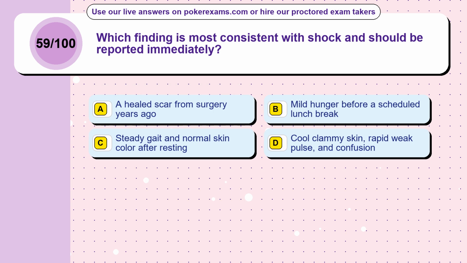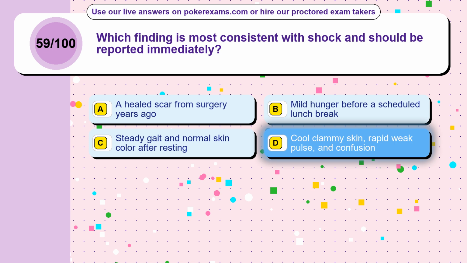Question 59. Which finding is most consistent with shock and should be reported immediately? Option A. A healed scar from surgery years ago. Option B. Mild hunger before a scheduled lunch break. Option C. Steady gait and normal skin color after resting. Option D. Cool clammy skin, rapid weak pulse, and confusion.